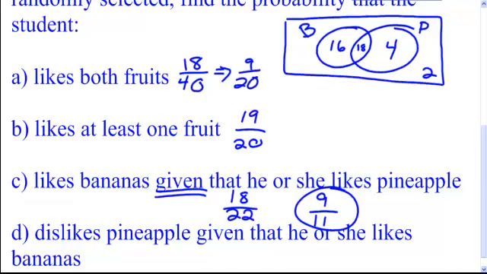And then dislikes pineapple given that he or she likes bananas. So the number that like bananas are 34. They dislike pineapple, so there's 16 of them that only like bananas. So it's 16 out of 34, which simplifies then to 8/17.